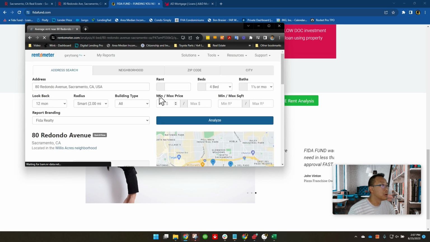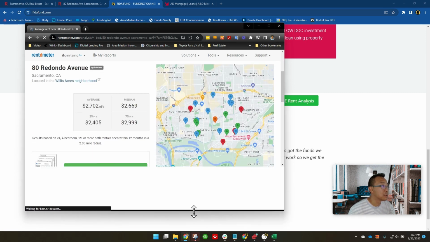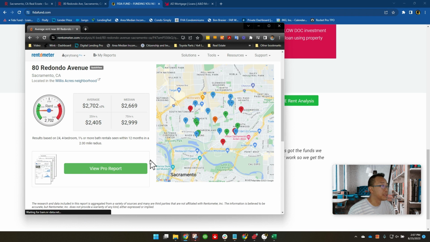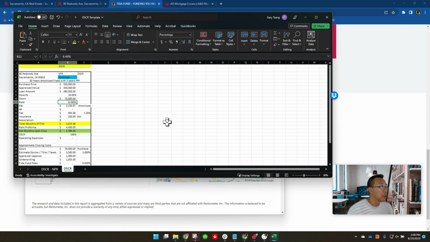Okay, so it usually will give me a list of comparables, but just for simplicity, you can use the free, the full report and things like that. But for our demonstration, let's just use the average, right? The average in the area for a 4-bed, 2-bath, single-family home is about $2,700 a month, right? So now we know to go back to our Excel spreadsheet and put $2,700 a month.